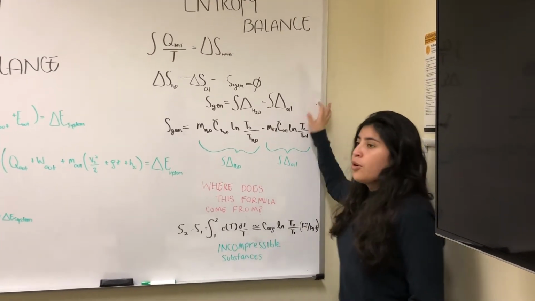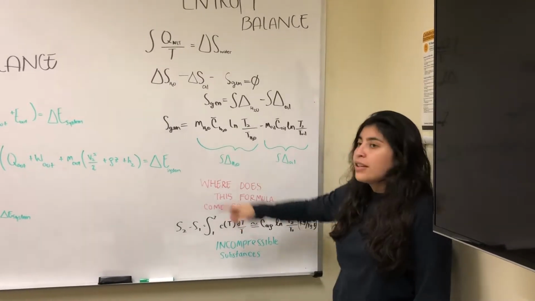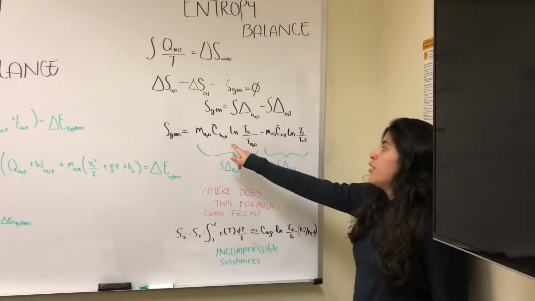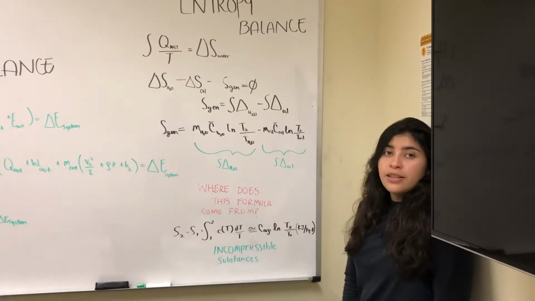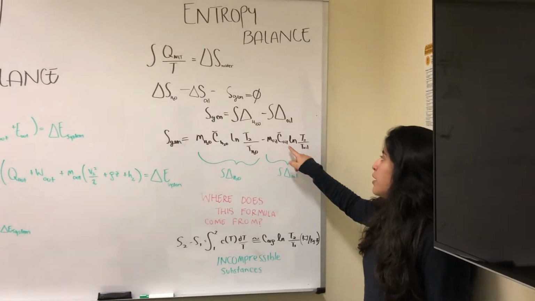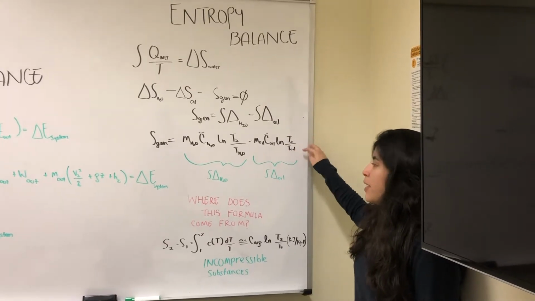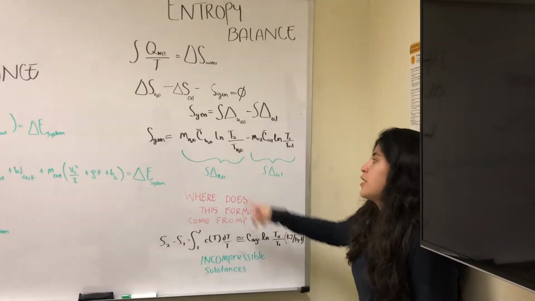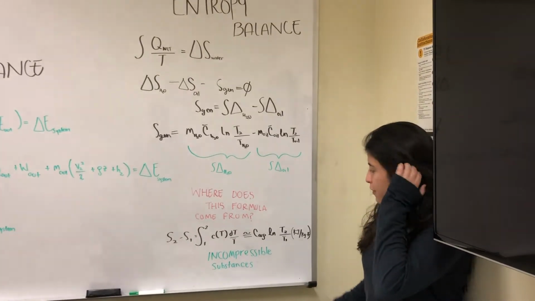And then we're just going to open up the formulas. And here we have the mass times the specific heat of the water times ln T2 divided by the temperature of the water, minus the mass of the oil times the specific heat of the oil times ln T2 divided by T oil. That's going to be equal to Sgen. And where we got these formulas is from here.